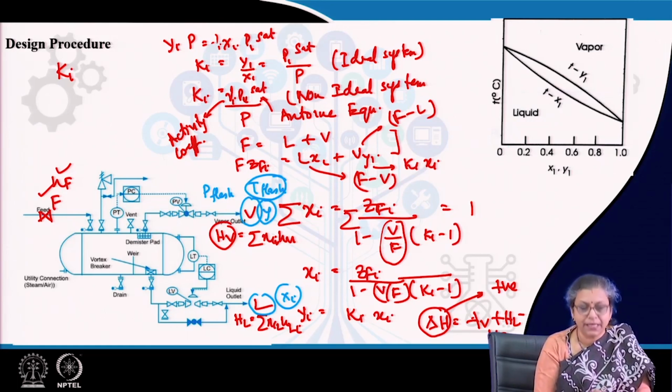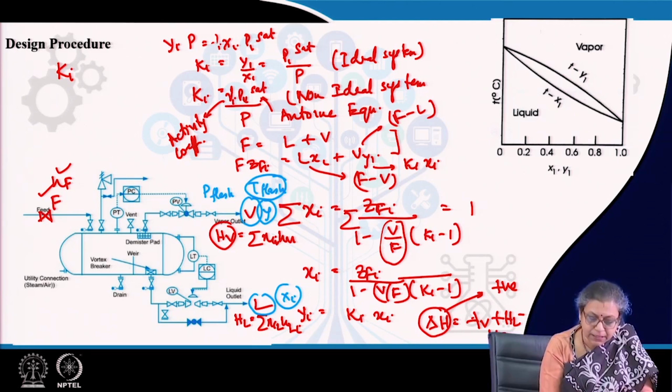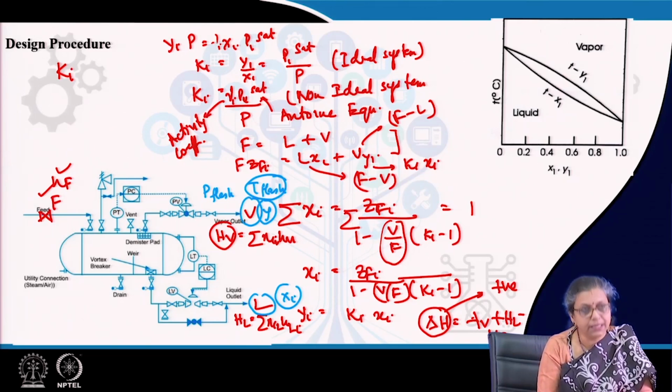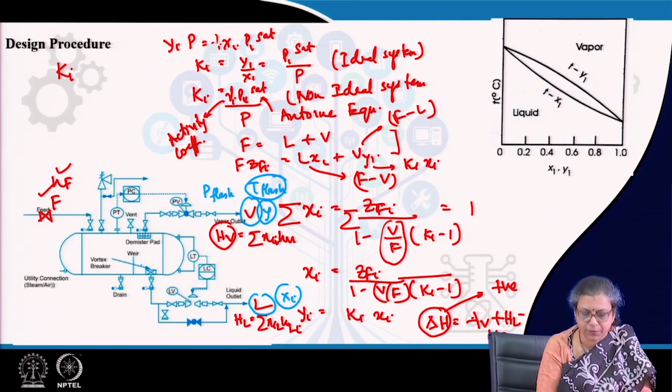One thing I just wanted to mention: just like I told you about a demister pad, in the same way we also need a vortex breaker. What does the vortex breaker do in this particular case? Here the liquid is there. As the liquid goes out, it can take up some amount of vapor along with it. So the vortex breaker breaks the vortex such that disengagement between liquid and vapor happens. But it has a much more important purpose.